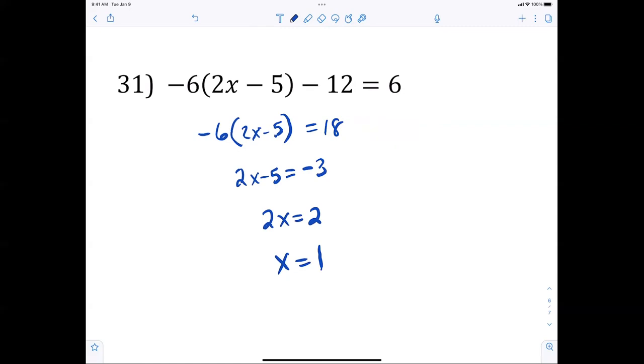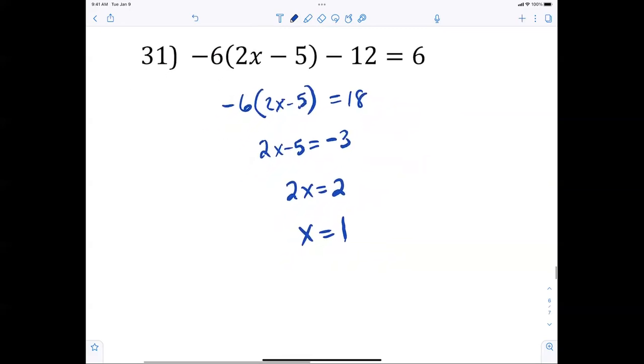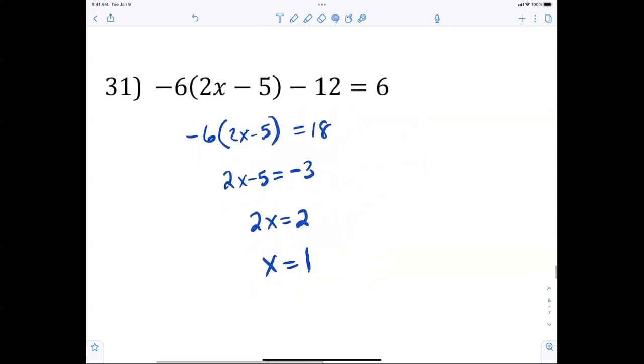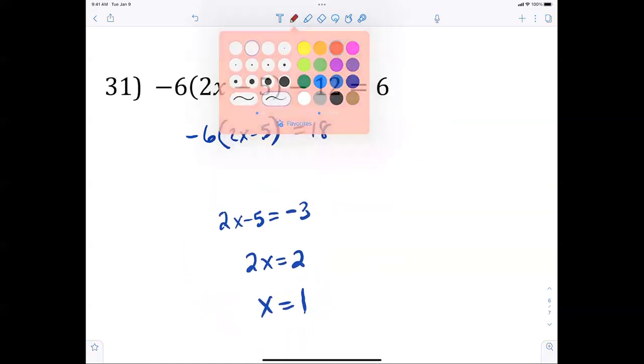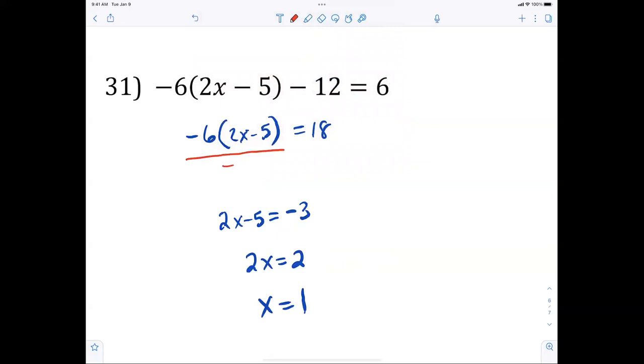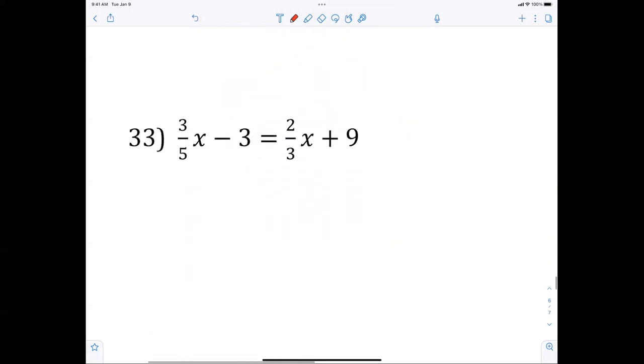Wouldn't the 2x be negative? Isn't the negative supposed to stay there? No, because we divided by -6. I'm going to draw it out for him, just to make sure he sees it. So I'm dividing by -6, and that causes that. It's okay, it's all right. Anybody have any questions with 31? All right, here we go.